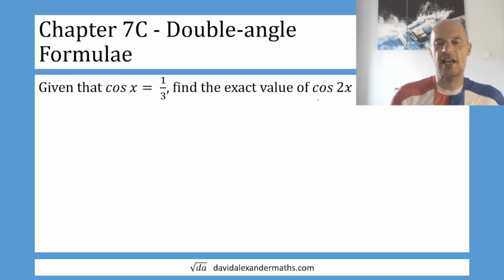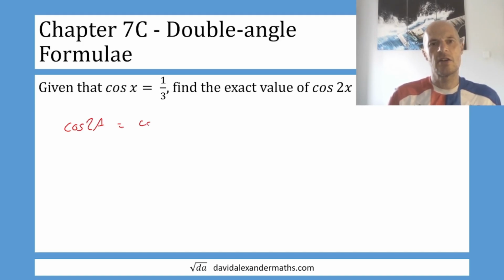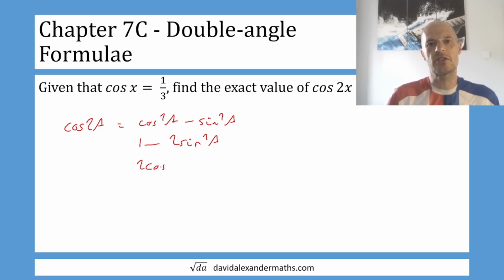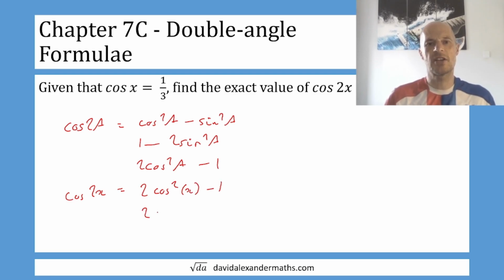Okay, so we want to find the exact value of cos 2x. Thinking back to our double angle formula, we know that cos 2A is cos squared A minus sine squared A, or it's 1 minus 2 sine squared A, or it's 2 cos squared A minus 1, which seems the best one to use here. Of course, A is x. So the cos of 2x is going to be 2 cos squared x minus 1.